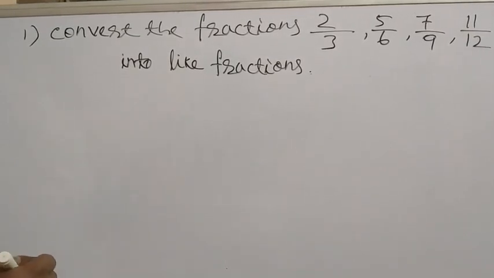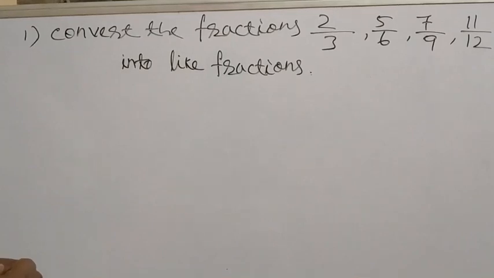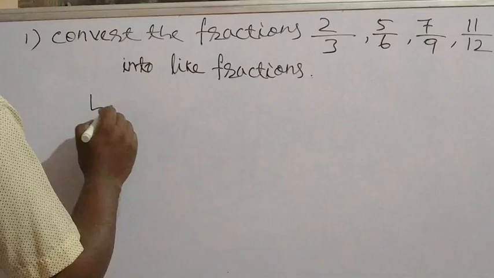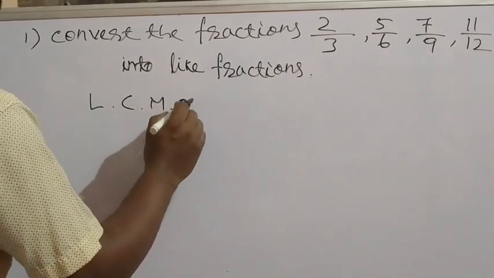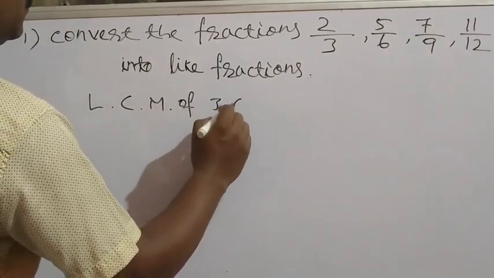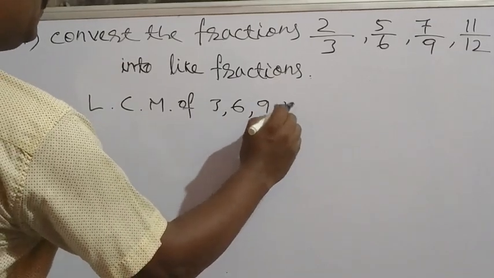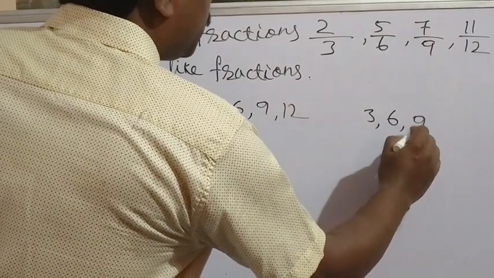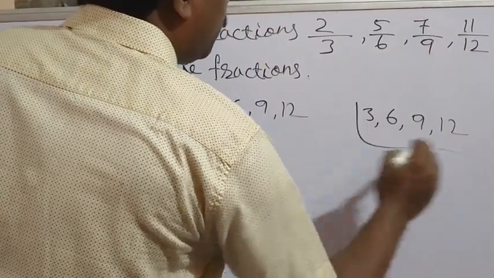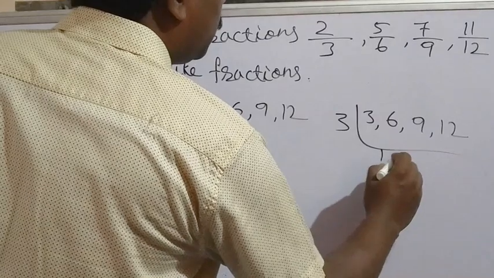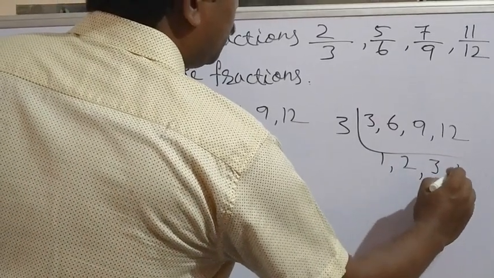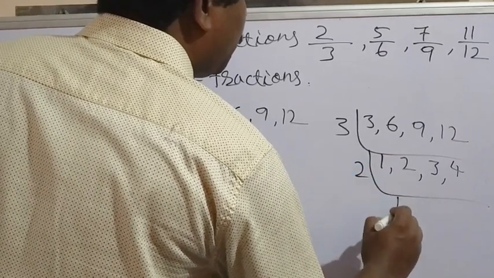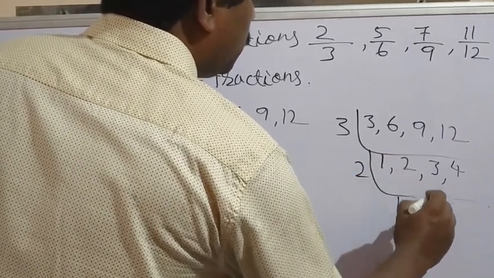To make the denominator the same, we have to find the LCM of the denominators. So first we have to find the LCM of 3, 6, 9, 12. It is divisible by 3: 1, 2, 3, 4. Again it is divisible by 2: 1, 1, then 3 is not divisible, so you keep it 3, and 4 is divisible by 2.